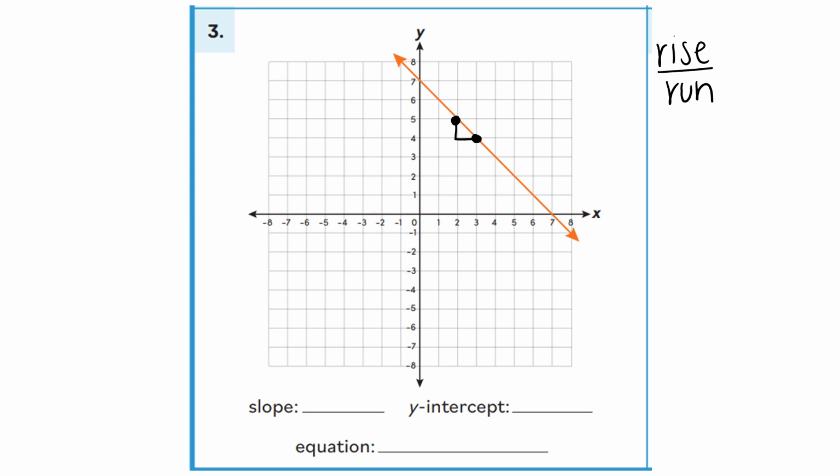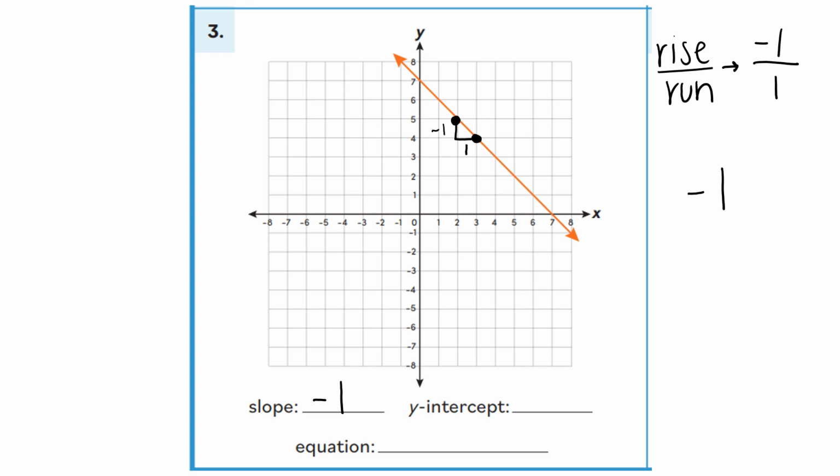So going from the rise value 5 to the other number 4 is going down 1. So that would be represented by a -1. And then going sideways 2 to 3 is 1. So our rise value is -1, our run value is +1, and -1 divided by 1 is -1, which represents our slope.